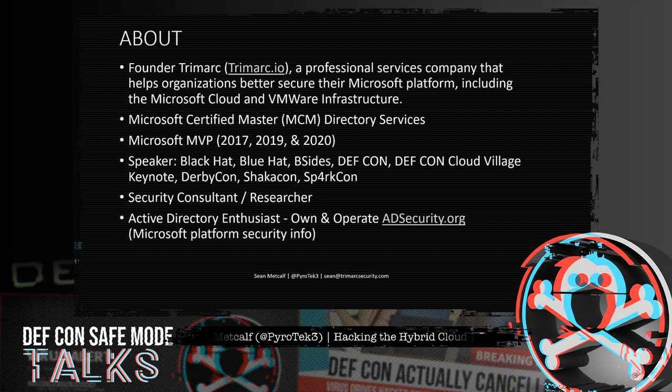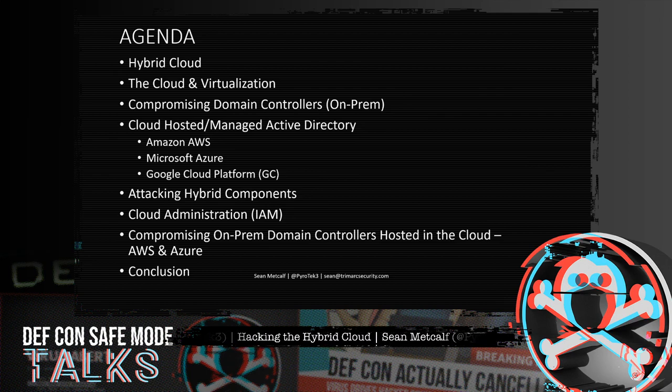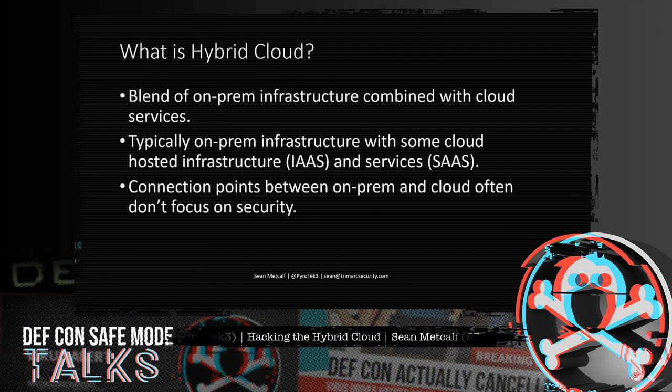Last year, I keynoted the DEF CON Cloud Village, and 3 years ago gave a talk on hacking the cloud at DEF CON. This talk will take a journey through the hybrid cloud, starting with the comparison between cloud and virtualization, discussing how on-prem Active Directory domain controllers can be compromised. I will also walk through the cloud-hosted managed Active Directory deployments from AWS, Azure, and GCP. Since this is a hybrid talk, I will walk through some hybrid components and see how they can be attacked. I'll touch on cloud administration and identity access management, or IAM concepts, and finally walk through escalation scenarios for compromising cloud-hosted on-prem domain controllers in AWS and Azure.